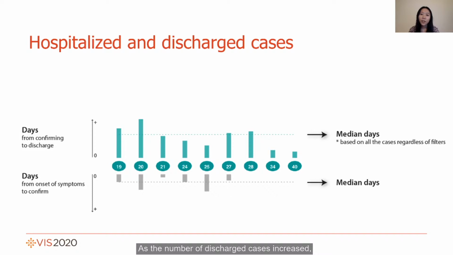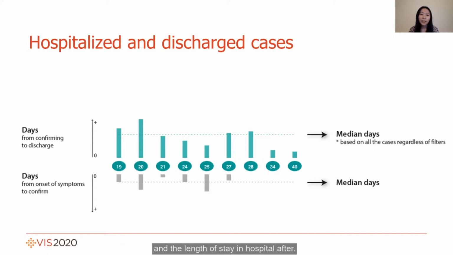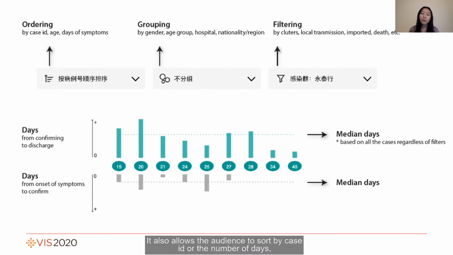As the number of discharged cases increased, the audience became more interested in the length and the place of hospital stays. We built a two-sided bar chart to visualize for each case the number of days between the onset of symptoms and being confirmed, and the length of stay in hospital after. It also allows the audience to sort by case ID or the number of days, group by gender, hospital, country of origin or age group, and filter by a particular cluster or group.